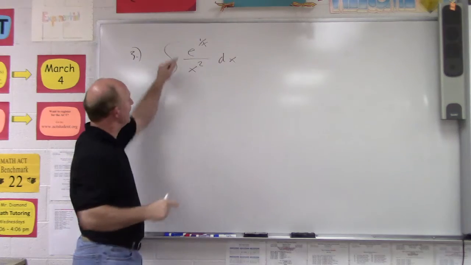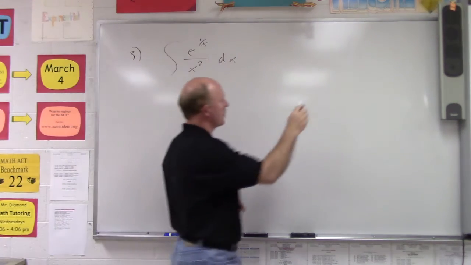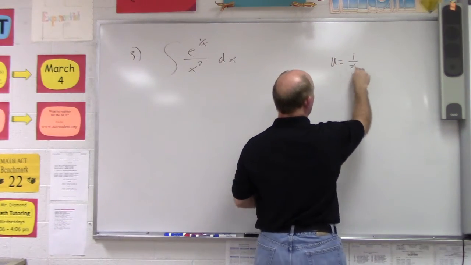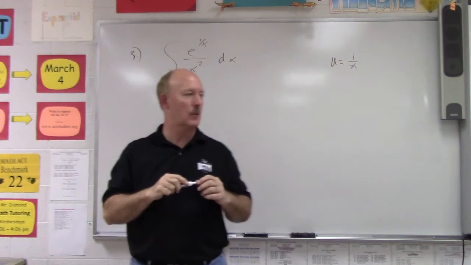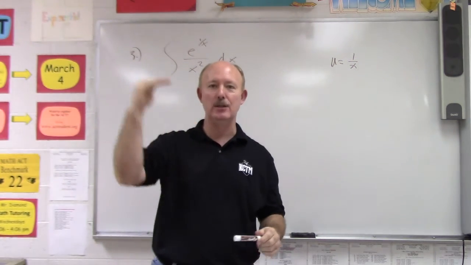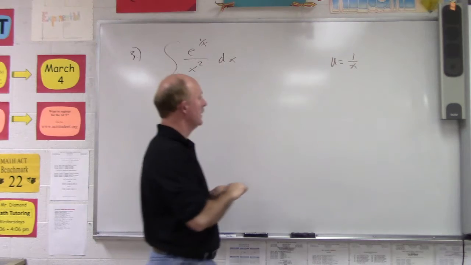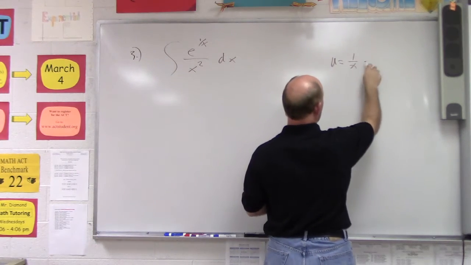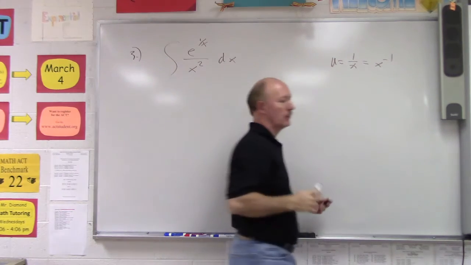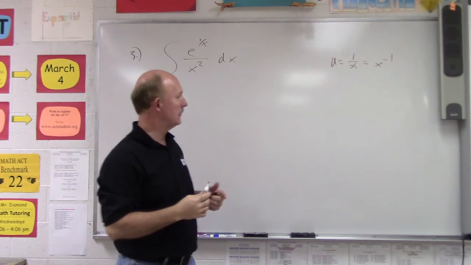Now, the problem is e to the 1 over x. So we're going to start off, let's let u equal 1 over x. So we don't want e to the 1 over x. We need e to the u. All right, so that we can integrate. Now first of all, 1 over x is the same thing as x to the negative 1. So I want to rewrite that.